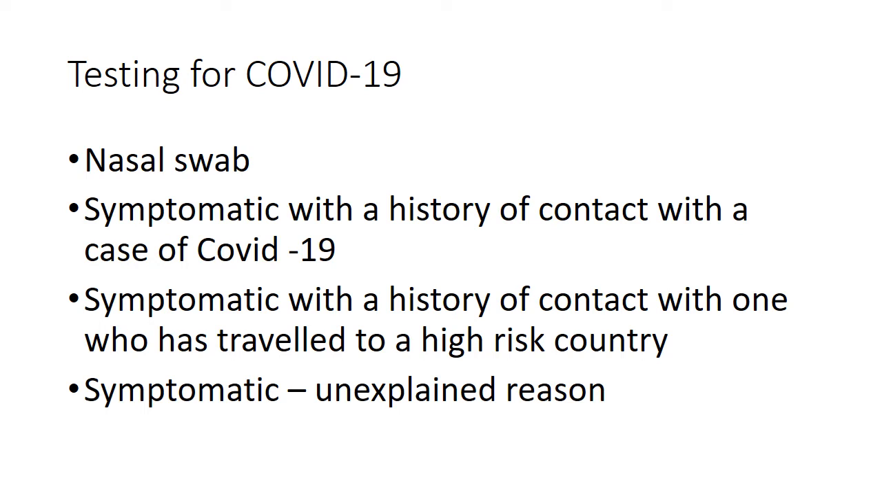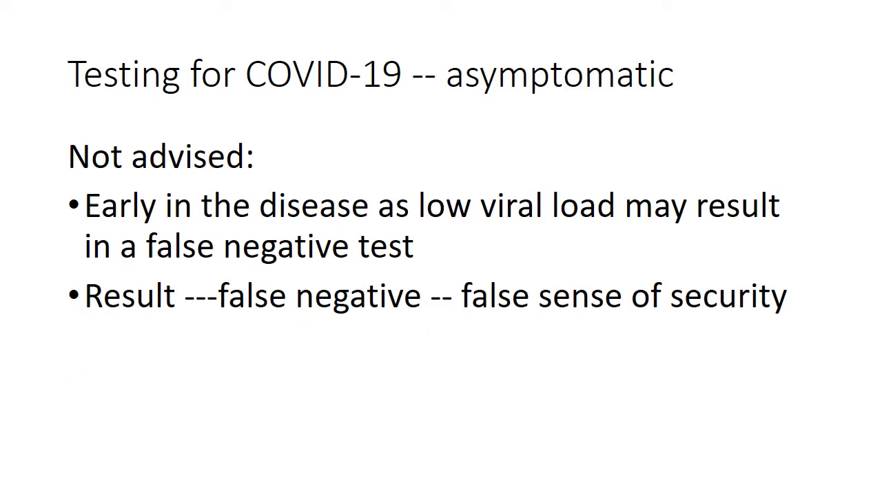So, the testing for the virus, we want a nasal swab. We want to test only people who are symptomatic with a history of contact with a case of COVID-19. In addition, symptomatic individuals with a history of contact with an individual who has traveled to a high-risk country. And finally, those individuals who are symptomatic for an unexplained reason should also be tested. What about testing in asymptomatic patients? Well, early in disease, the viral load may be very low, and this may result in a false negative test. And this false negative test results in a false sense of security.